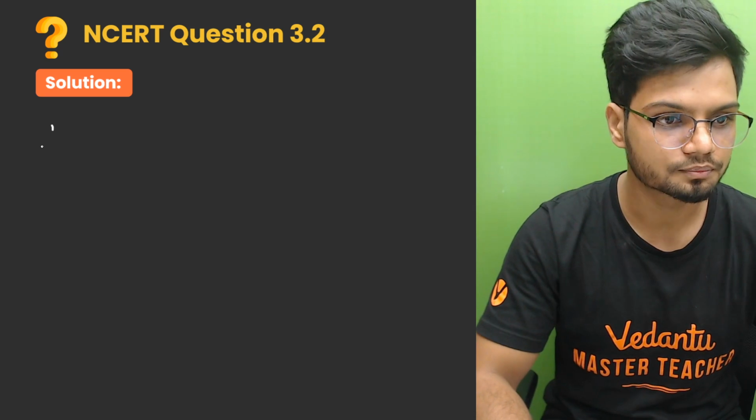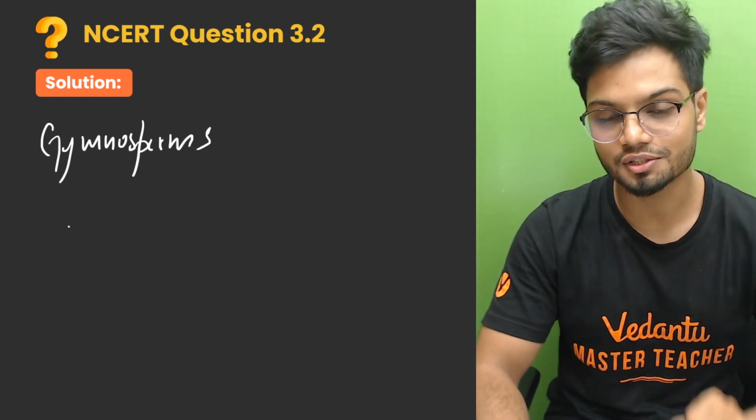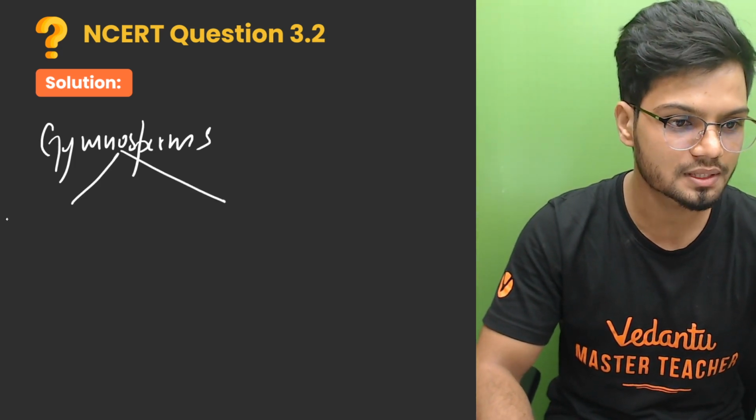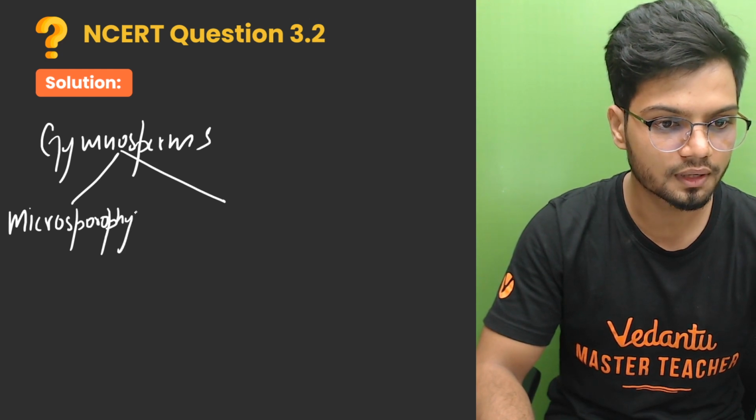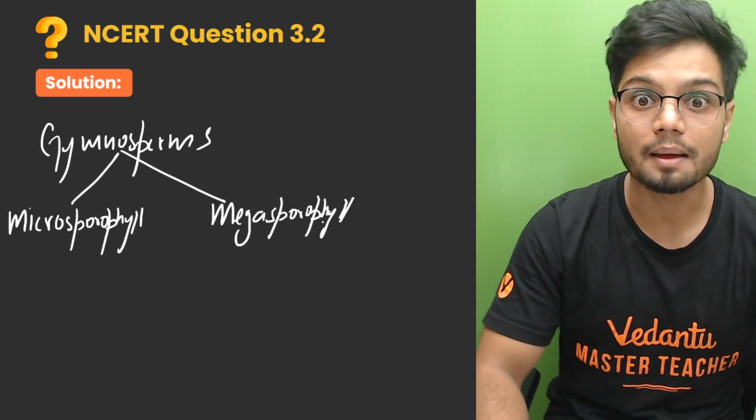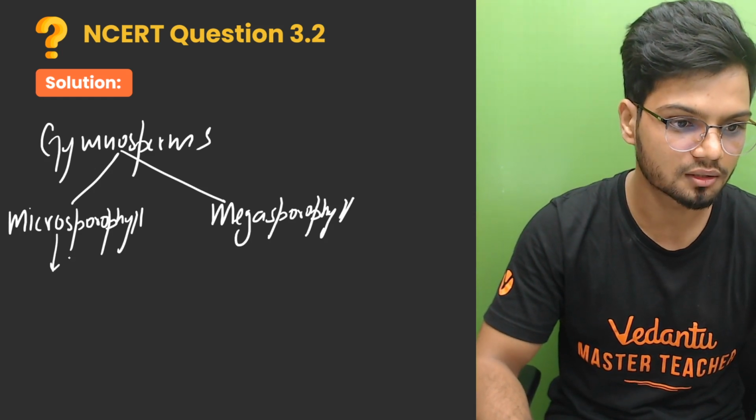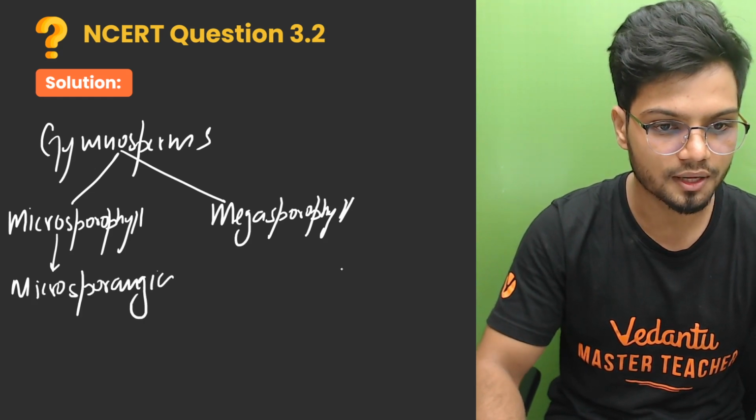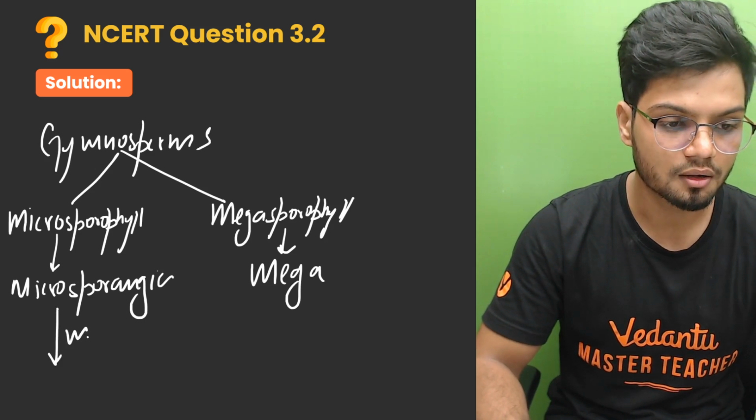Now let's look at gymnosperms. Gymnosperms have two special structures, unlike ferns and bryophytes: microsporophylls and megasporophylls. These micro and megasporophylls have structures known as microsporangia and megasporangia. Within these, meiosis takes place.